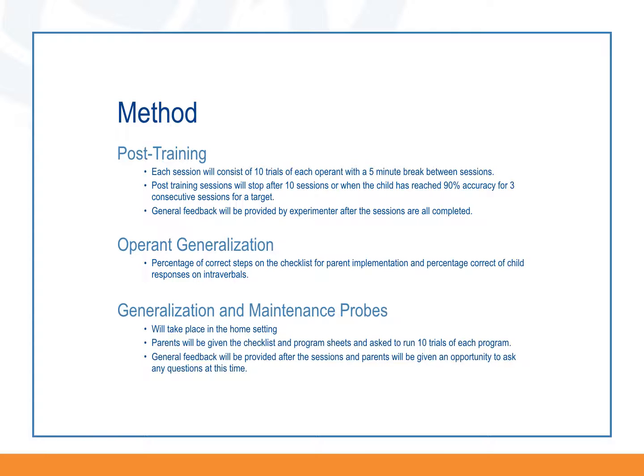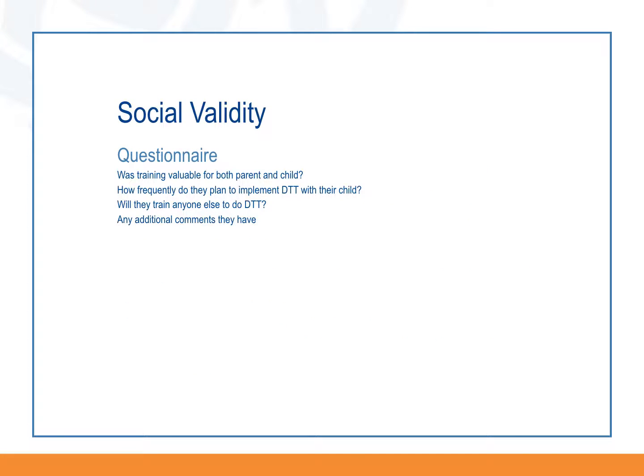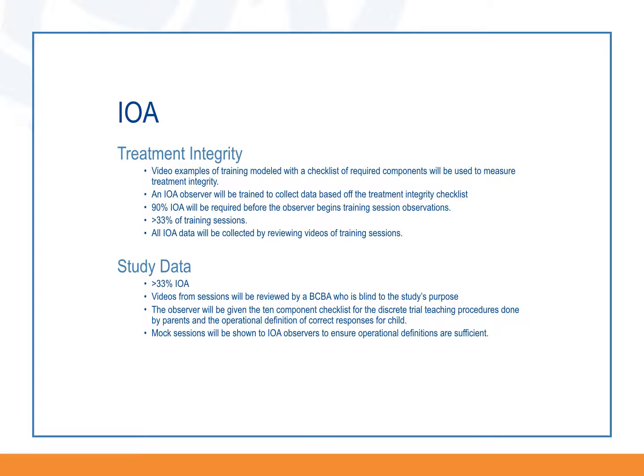Then the generalization and maintenance probes will take place in the home setting. The same thing: they'll be given the checklist again and program sheets, asked to run 10 trials, and given general feedback, and then we'll do the debriefing after that. A social validity questionnaire will be emailed to them that'll ask if they felt the training was valuable for them and their child, whether they plan to implement discrete trial training with their child, and whether they are going to train anyone else. And of course, any additional comments that they have.